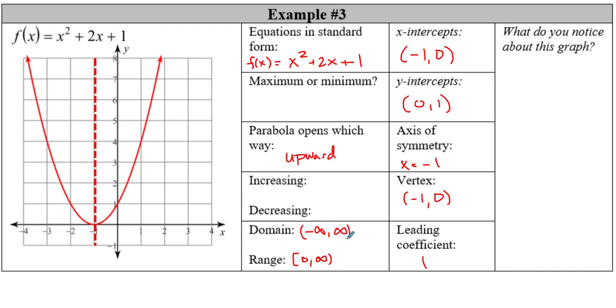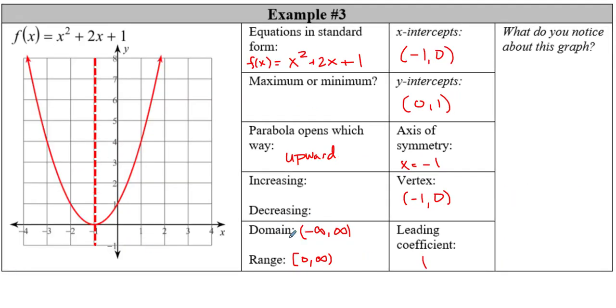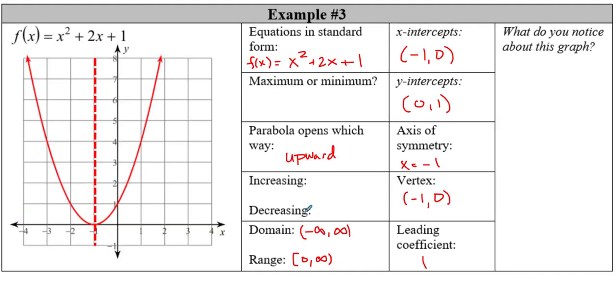So I want to stop right here real quick. If you haven't noticed, our domain is all real numbers. This one is all real numbers. So what do you think you can generalize about every quadratic? This one opened downward and this one opened upward. Yes, you have guessed correctly. The domain will always, always, always be all real numbers. However, the range will vary based on your problem.